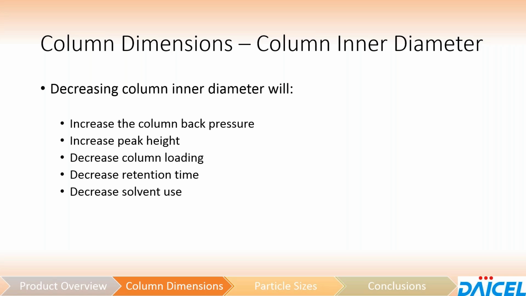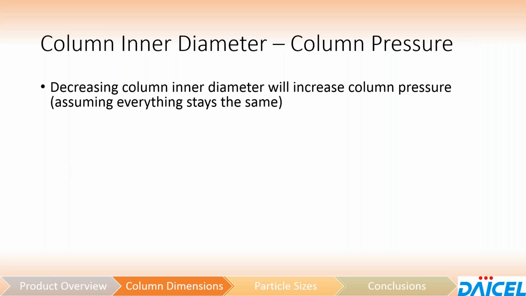Now, I have a little bit of a caveat to that because, again, I said this is assuming the flow rate stays the same, but in practice, we oftentimes will scale the flow rate in order to equalize the pressure, and we'll discuss that a little bit later on. But for now, imagine a scenario where the flow rate stays the same across these different IDs. So if we look just at column pressure, decreasing the column ID will increase the column pressure, again, assuming everything stays the same.